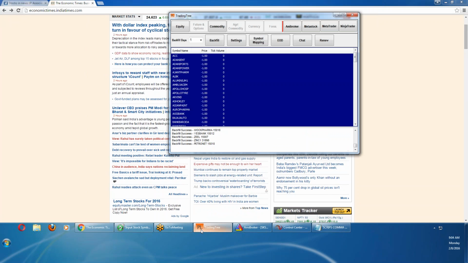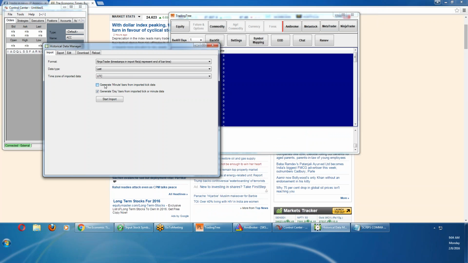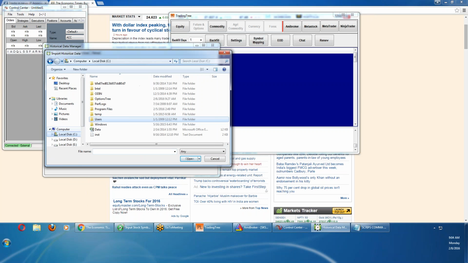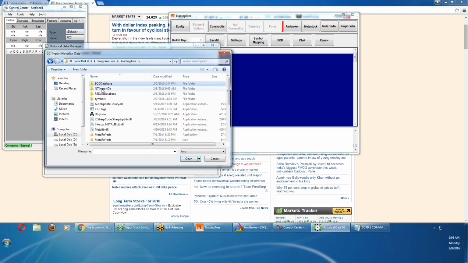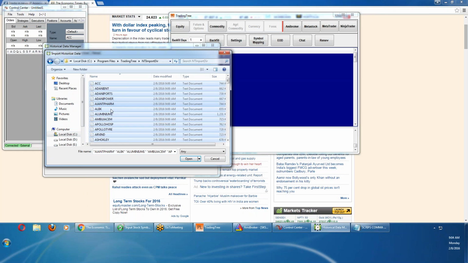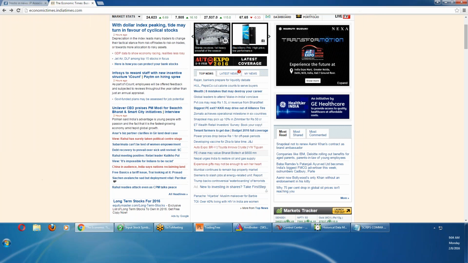Let's see if the backfill is done. Okay, the backfill is done. Now I'll take the historical data. Your historical data is always stored in your Program Files, TradingTree NT import directory. I'll select all and say open. Once that is done, I'll get a pop-up.